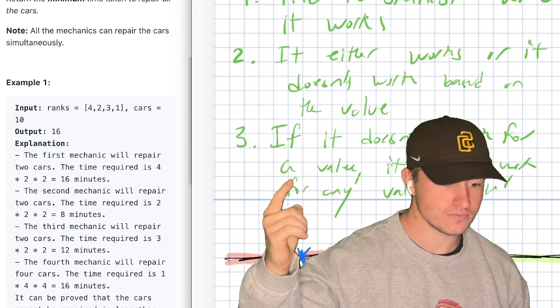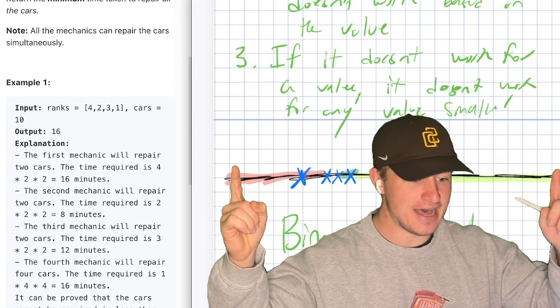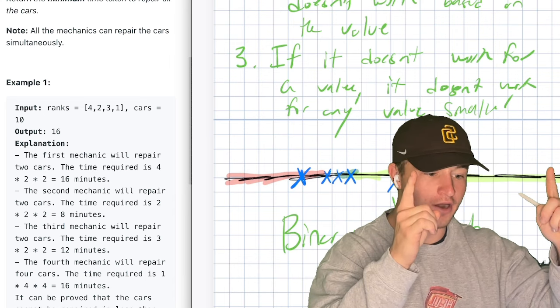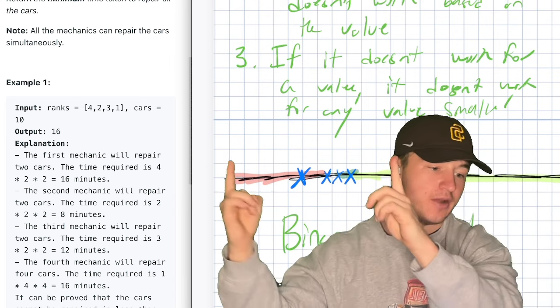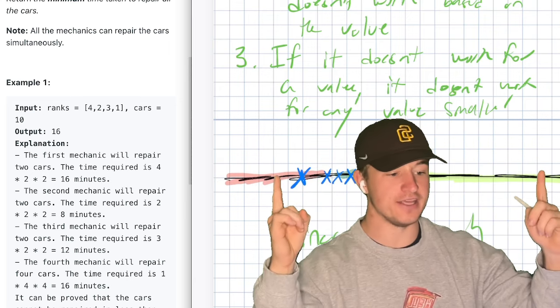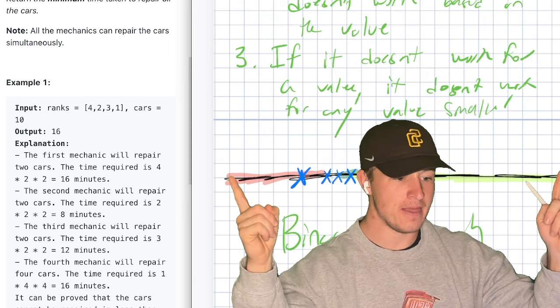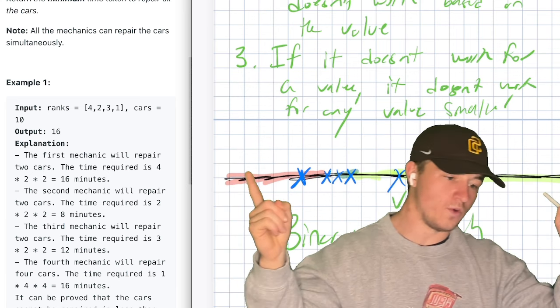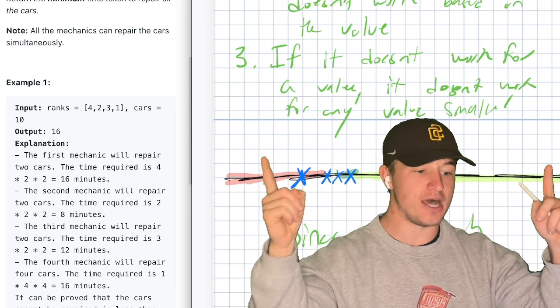We start with a low value and we have a high value. We check the middle. If it works, we eliminate everything over here and we look over here. If it doesn't work, we eliminate everything over here and we look over here. But with this as the example, we eliminate it. We have our low and high values of what could possibly be the number of minutes.